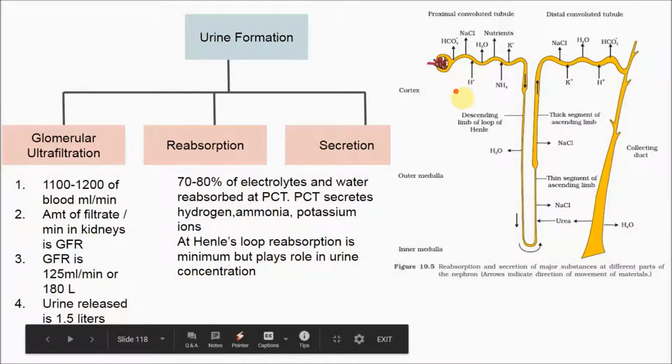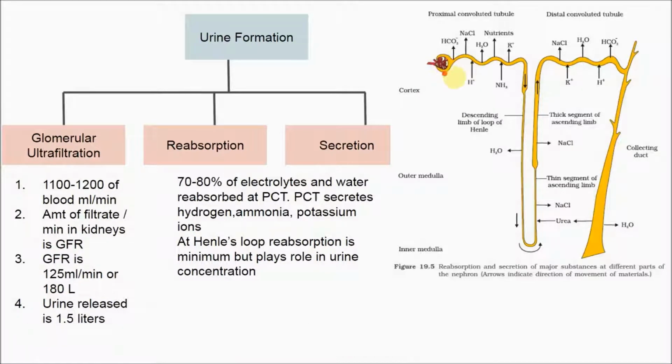So in this diagram, you can see that after the filtrate is collected in the Bowman's capsule, the movement of molecules such as the bicarbonate ion, sodium, chlorine, and water and other nutrients is from the proximal convoluted tubule towards the interstitium or the blood vessels. But whereas you can also see that hydrogen ion and ammonia from the blood vessel is actually given back or secreted back to the proximal convoluted tubule, right? So from the proximal convoluted tubule, you can see the loop of Henle, that is the descending limb of loop of Henle, and the ascending limb of loop of Henle, right?